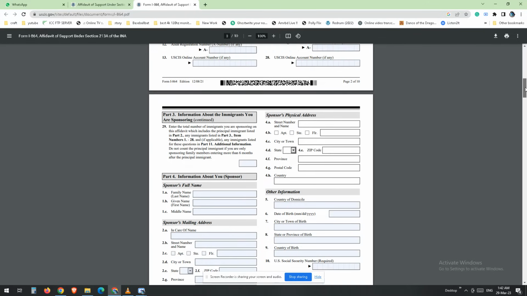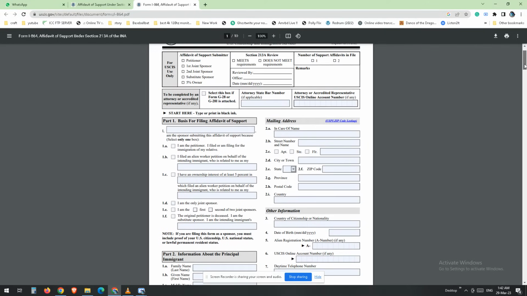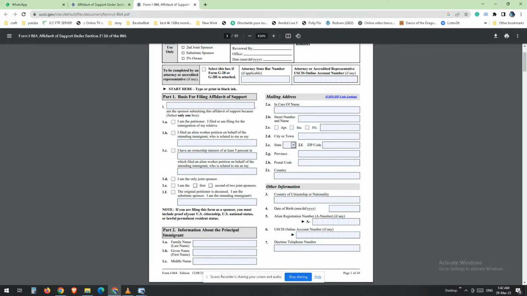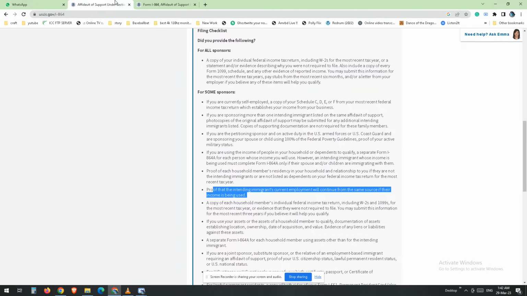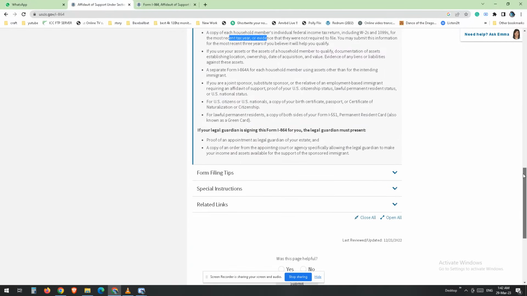How to complete US's Form I-864? Completing US's Form I-864 can be a complex process. The form requires extensive financial documentation, including tax returns, pay stubs, and bank statements. The sponsor must also provide proof of their U.S. citizenship or LPR status and the relationship between the sponsor and the intending immigrant. Here are the steps to completing US's Form I-864.